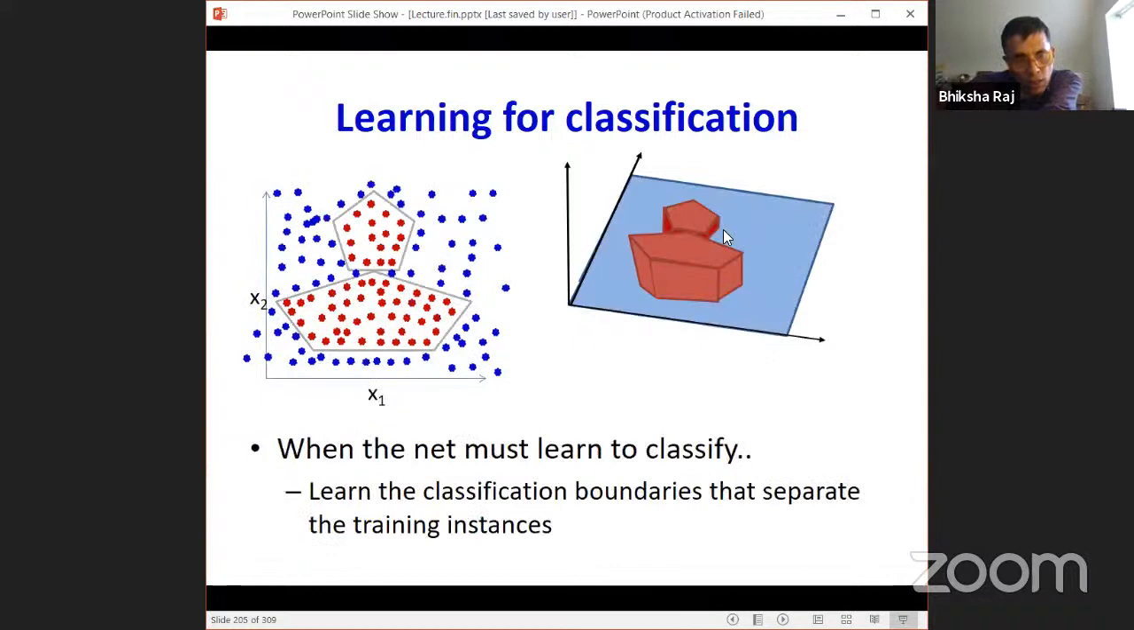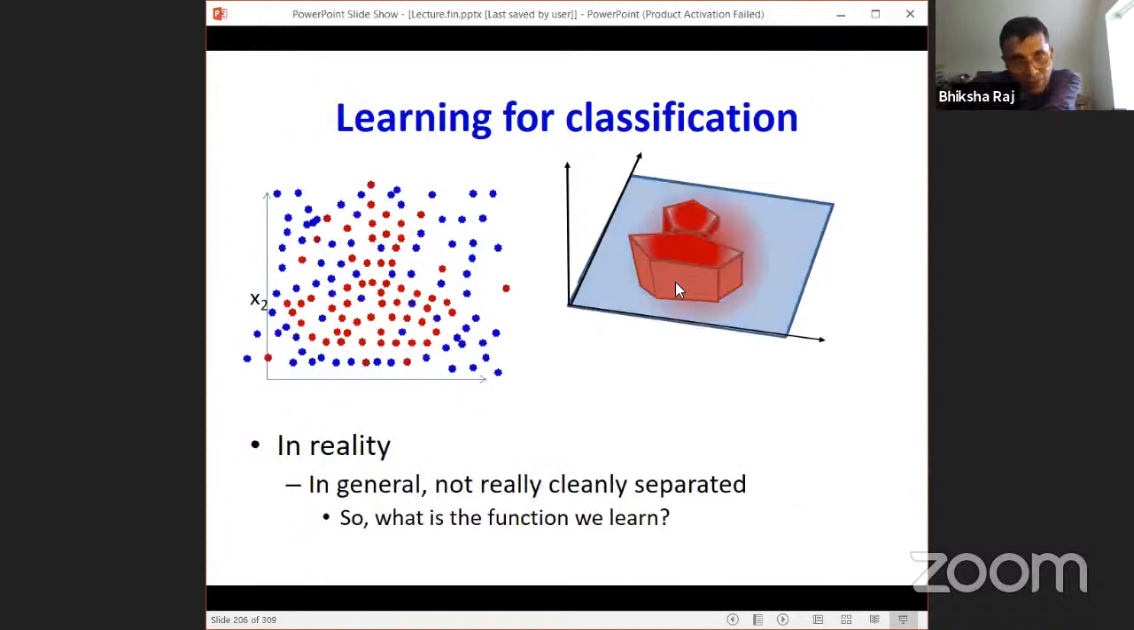So how do you learn this? Now, learning this is hard enough, but then in real life, you're not going to get things like this. Here you have this beautiful example where there are no blue samples on the red side inside the double pentagon. There are no red samples on the blue side. Real life is going to give you fuzzy boundaries. Your data is going to be more like the one to the left. And now, in this case, what function do we learn?